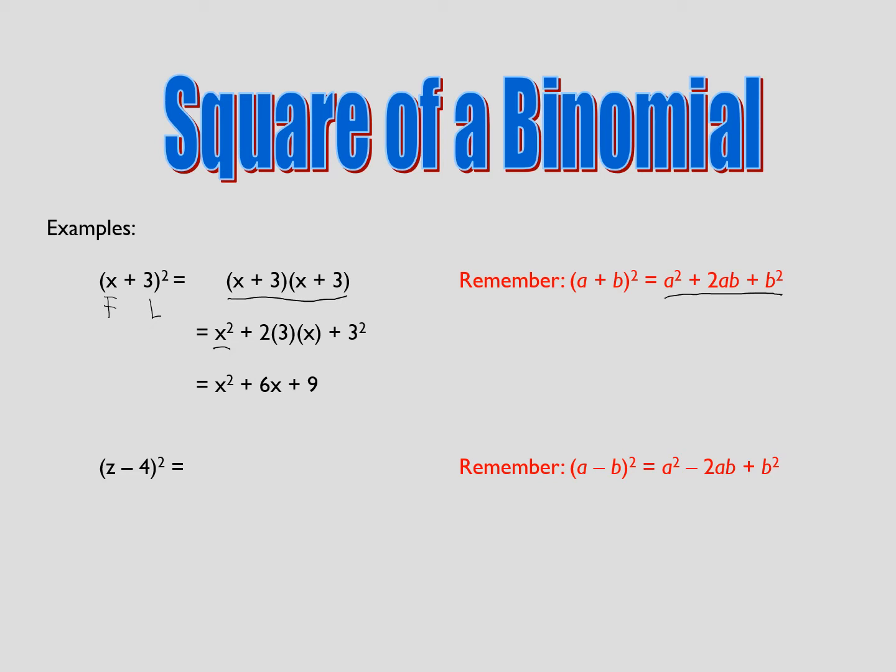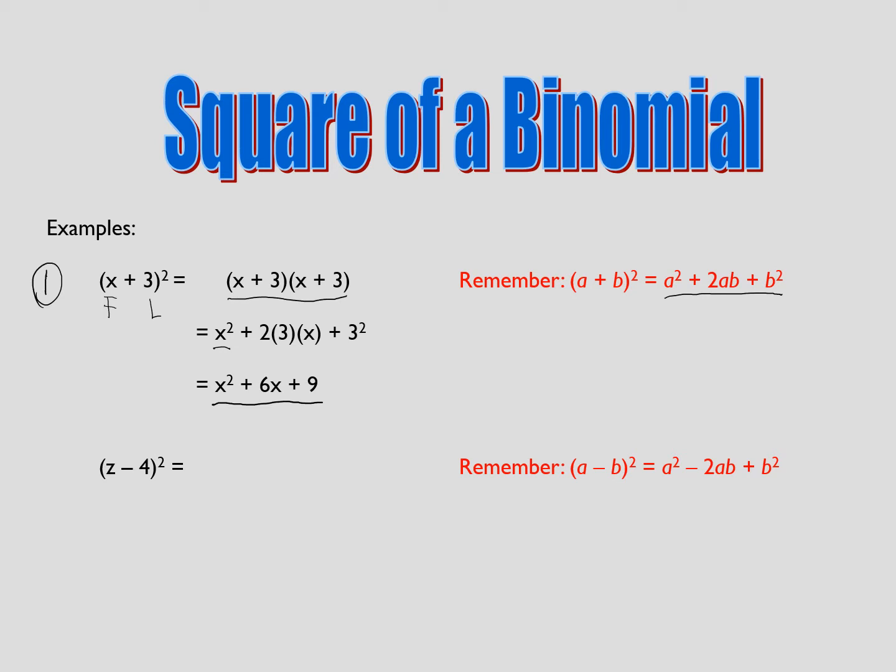But this is not the final answer yet because we still have to simplify. So we have x squared. There's nothing we can do about this, so we copy it. 2 times 3 is 6 times x, 6x, plus 3 squared is 9. So this one here is our final answer: x squared plus 6x plus 9. So this is our first example.